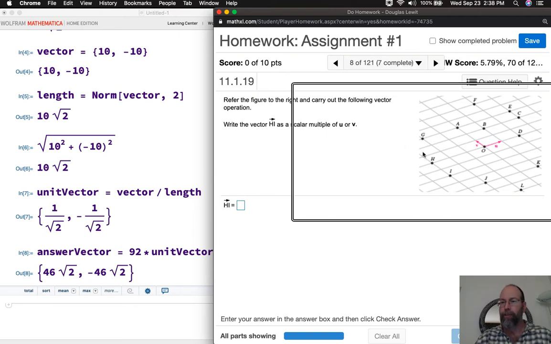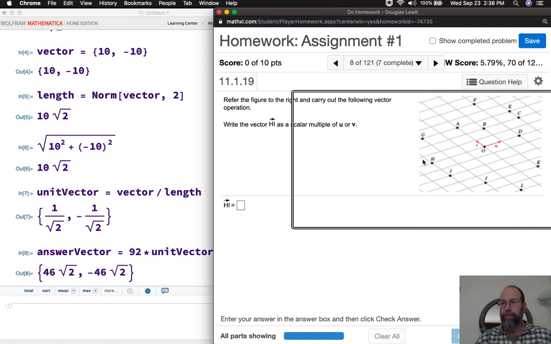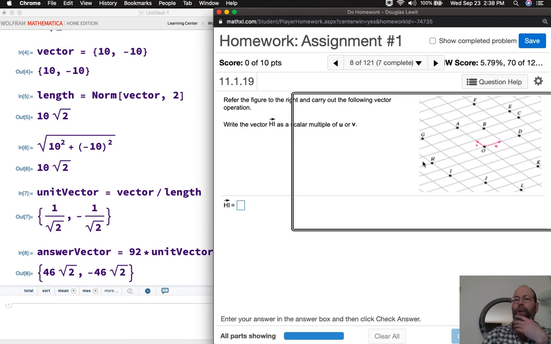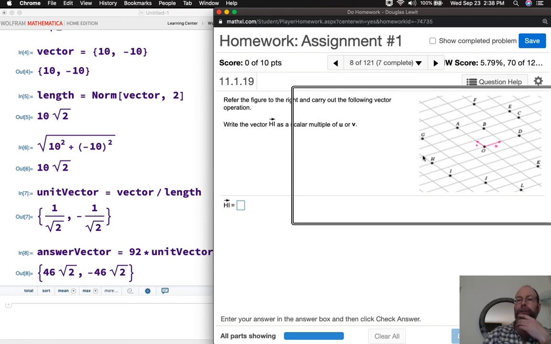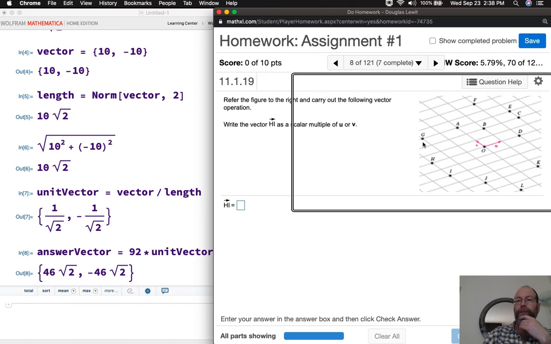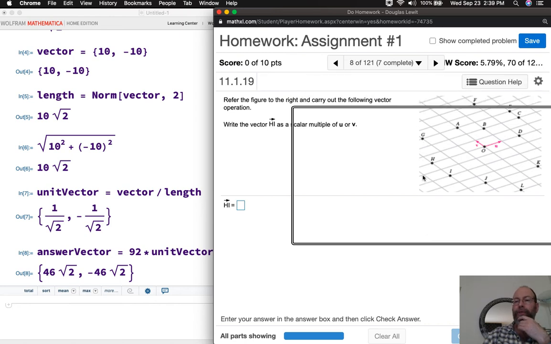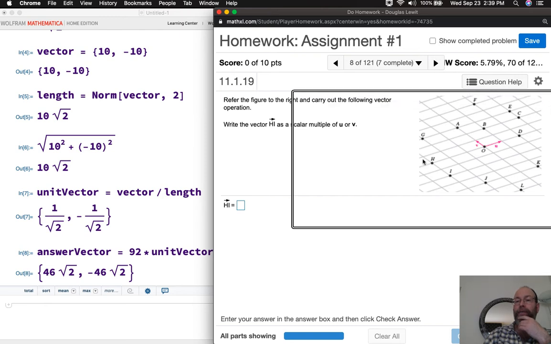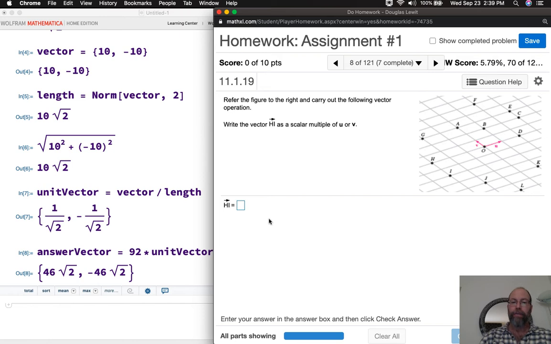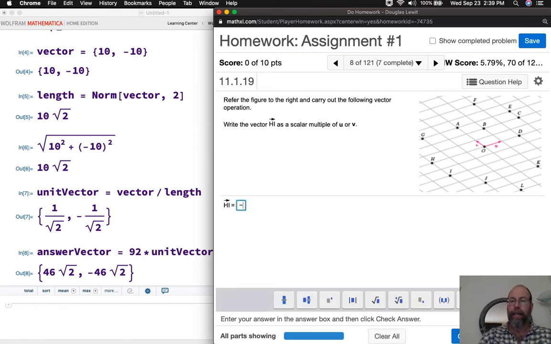So where is hi? We can see that hi is going to be a multiple of vector v, but it's going in the opposite direction of vector v. Vector v is going in this direction and hi is going in the opposite direction, and it looks to be about twice as long as vector v. So here, let me turn off my magnifier. The answer is simply going to be negative 2v.